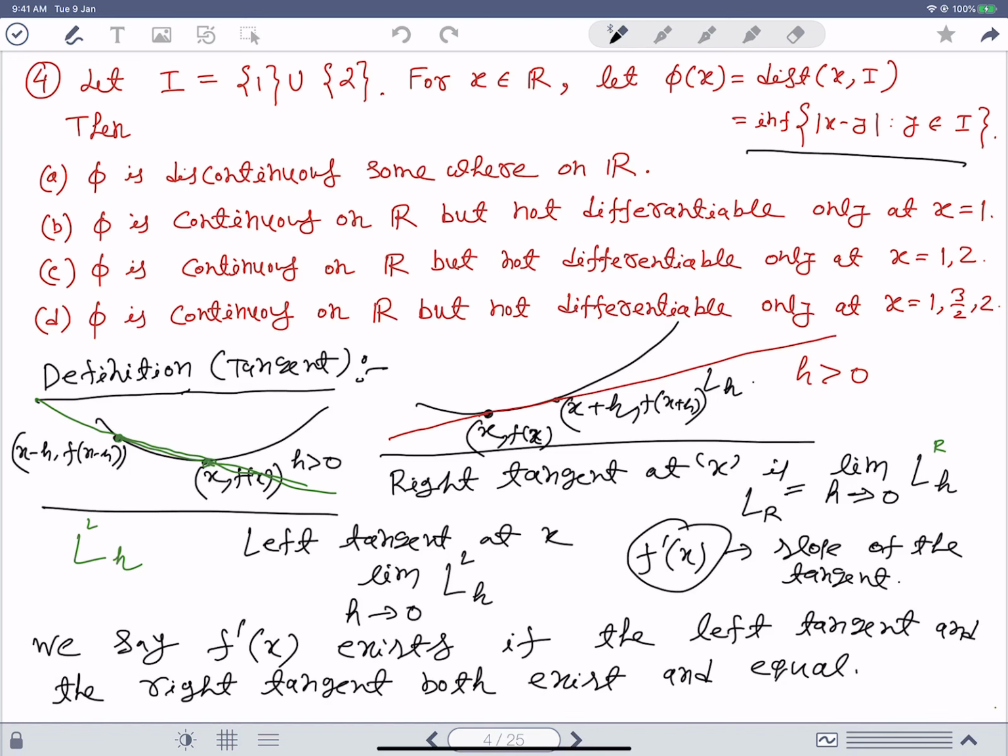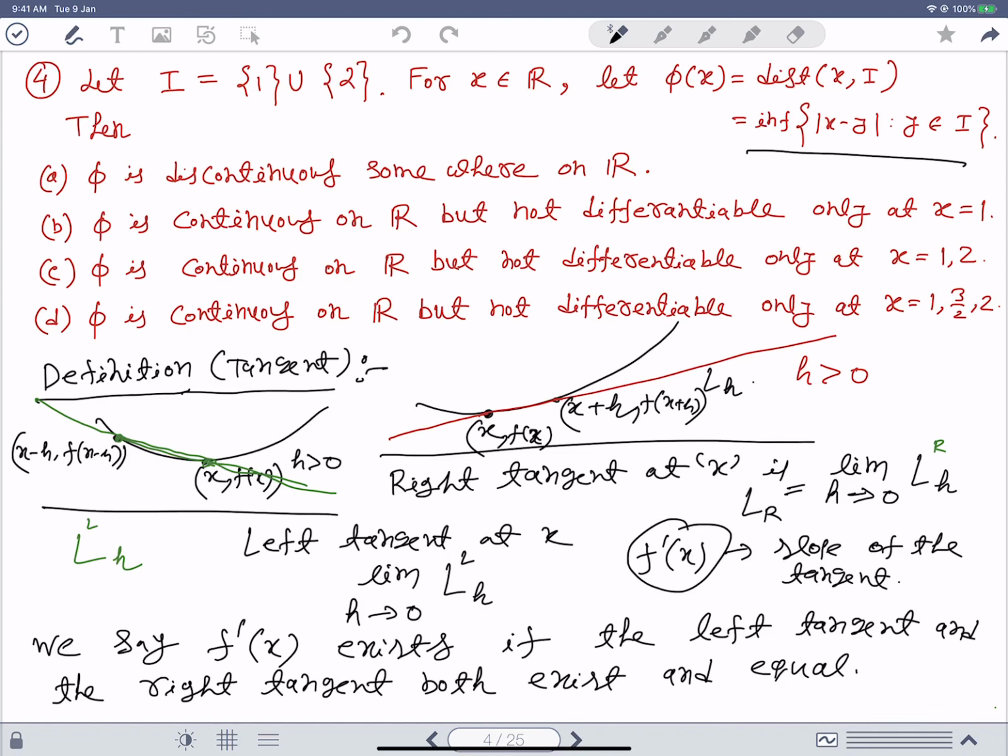Now, from this it is clear that if f dash x is bigger or equal to 0, what does it mean? Suppose f dash x is bigger or equal to 0 for all x.